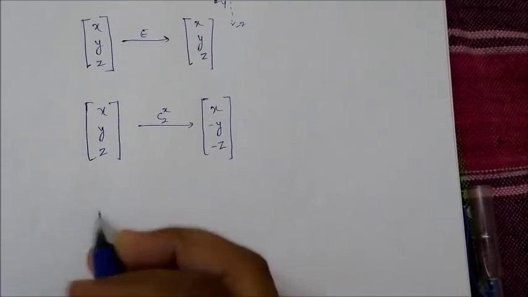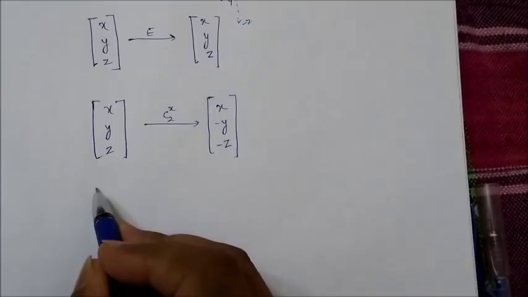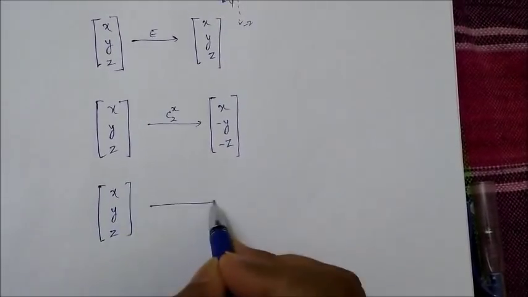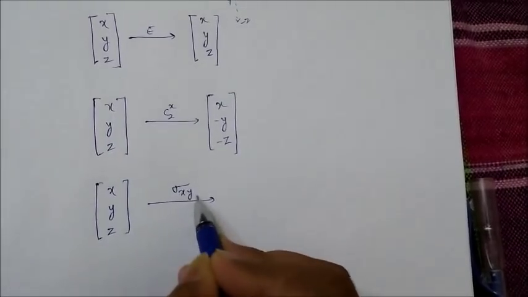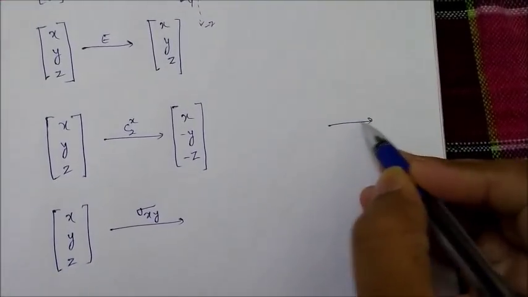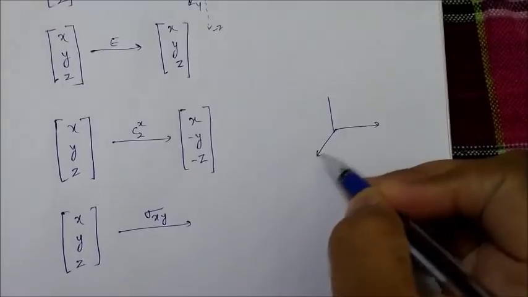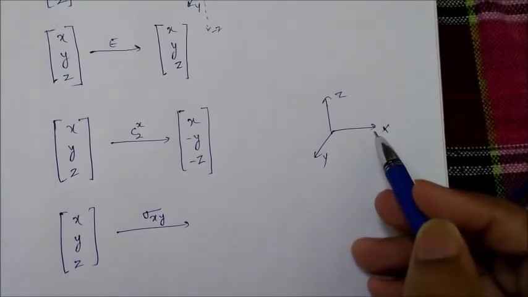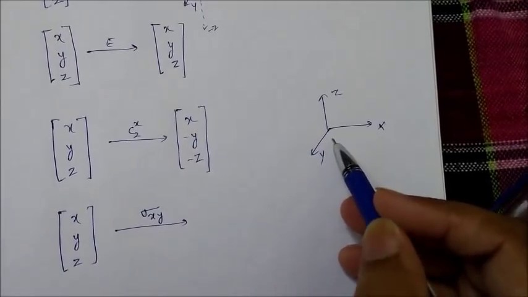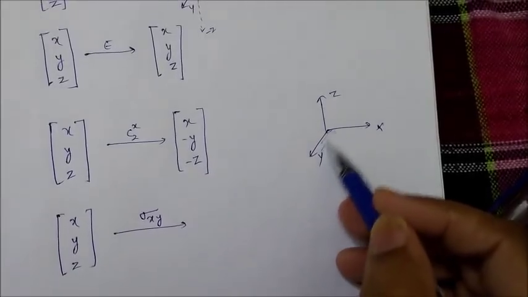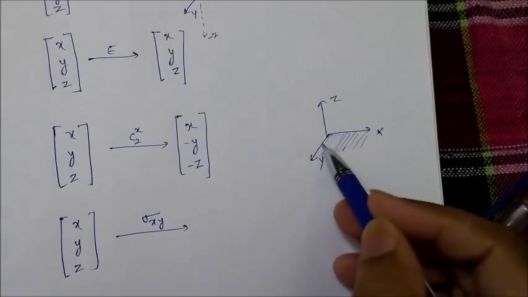Now the next one will be the plane. So x, y, z. If I apply a plane xy, so sigma xy I am applying, what will happen? I will draw again, so that this is x, z, y. X, z and y. What will happen if I apply sigma xy? This is the sigma xy plane, this is the plane. What will happen if I apply this plane?